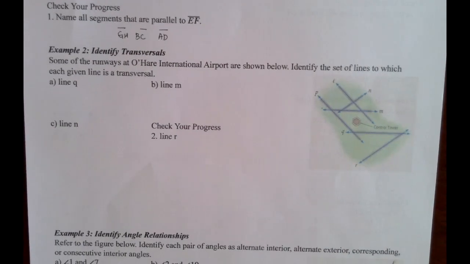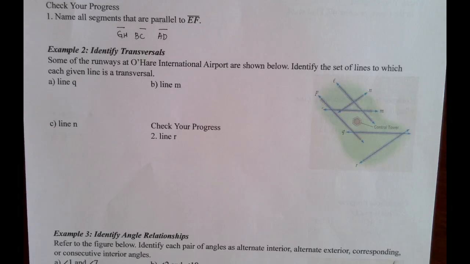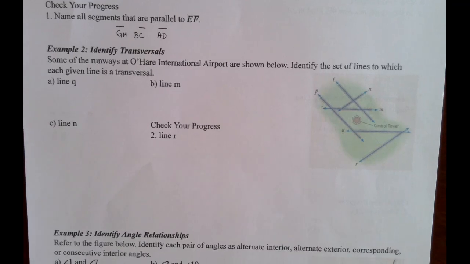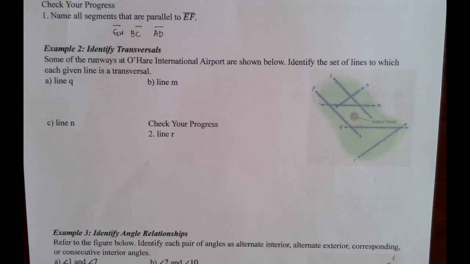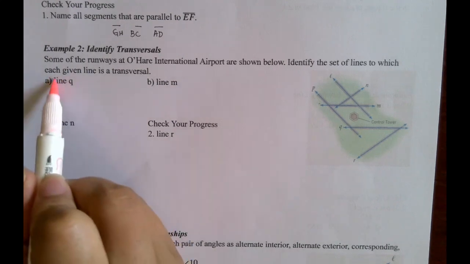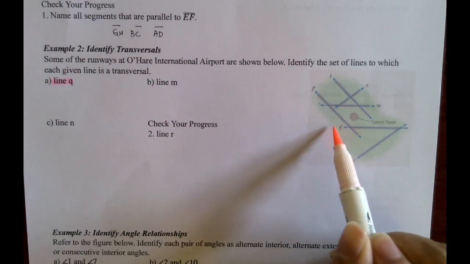Okay, so the next part is identifying transversals. Some of the runways at O'Hare International Airport are shown below. We want to identify the set of lines to which each line is a transversal. The first one here is line Q.